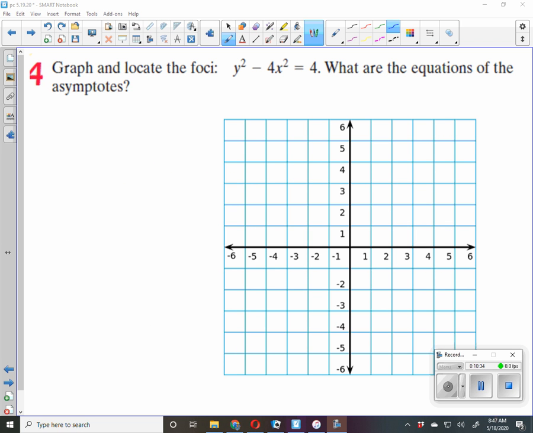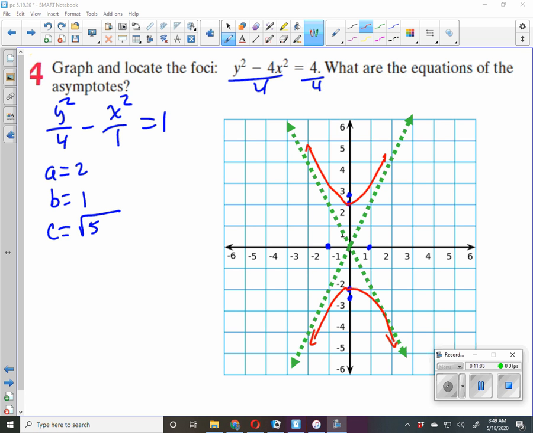Okay, remember these things are supposed to be equal to 1, so I need to divide by 4 to put this in the standard form that I like. So this becomes y squared over 4 minus x squared over 1 equals 1. Tells me my a value is 2. I probably should stop this. Why don't you guys go ahead and finish this, see if you can, and I'll get back to you.